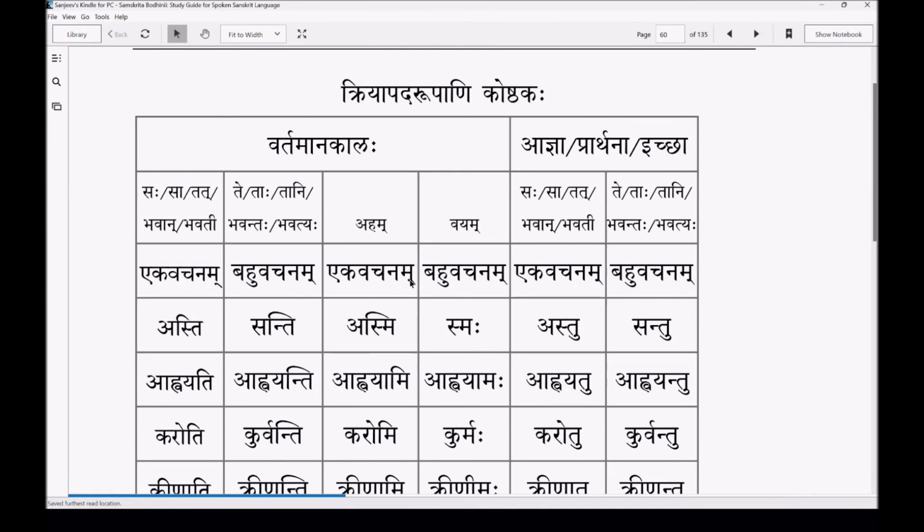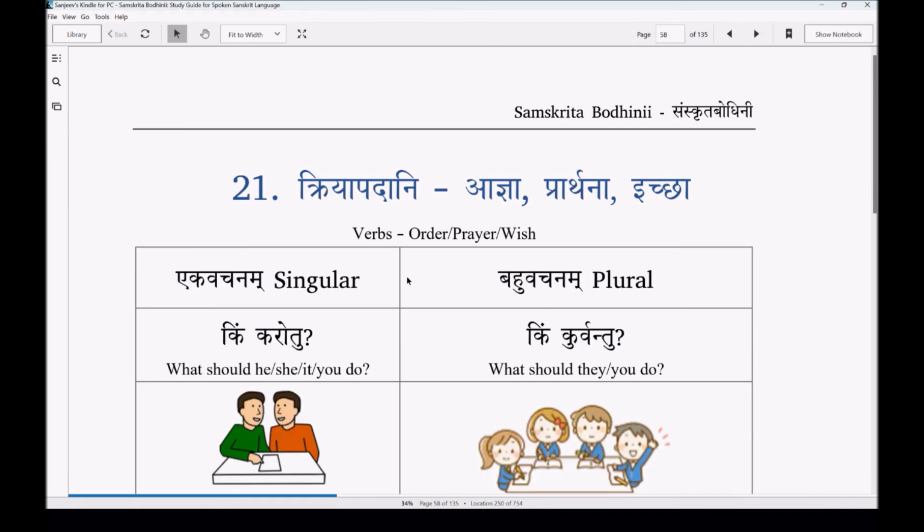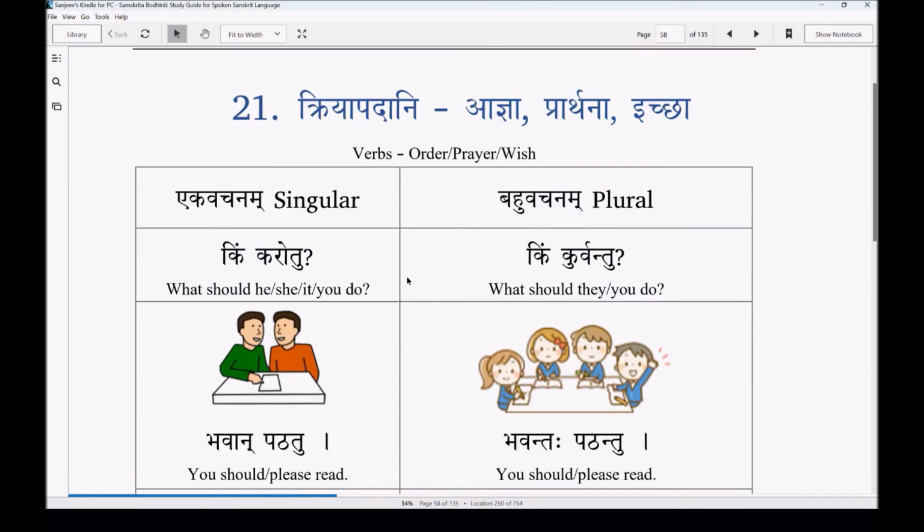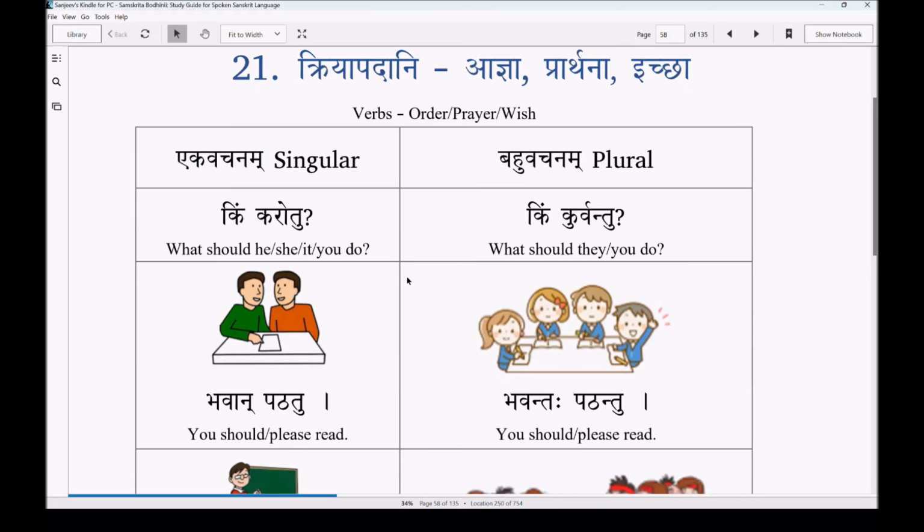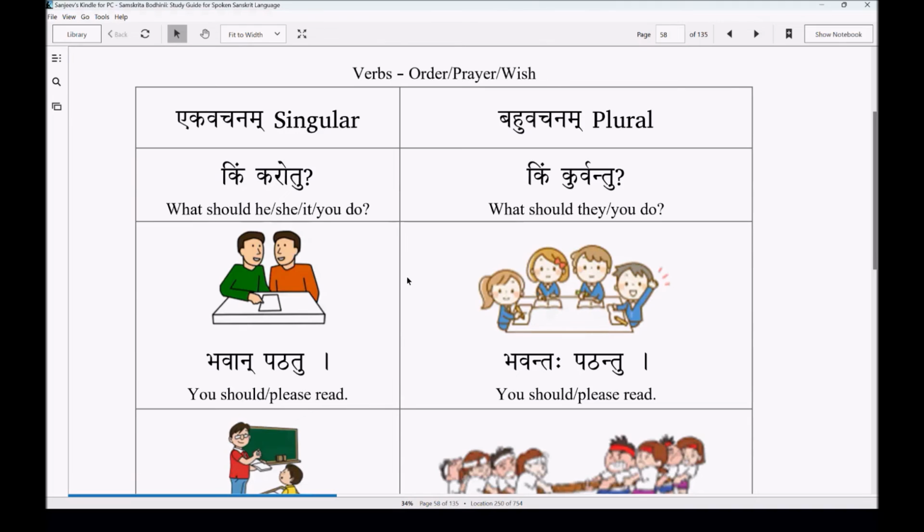Any question on this lot lakara? For the ajna imperative, is there anything like formal and informal? Formal, like with some respect, for somebody who is elderly? No, it is just the tone. There is no respect word. Okay.